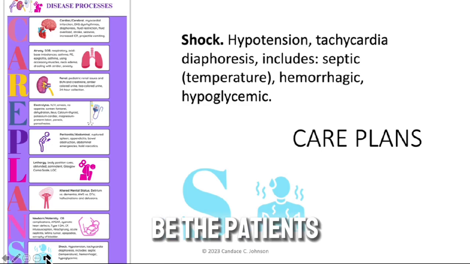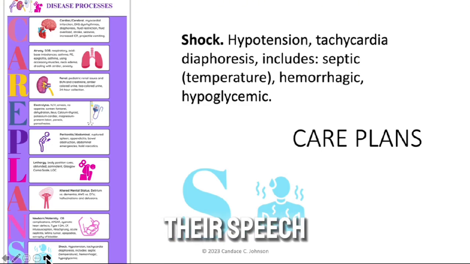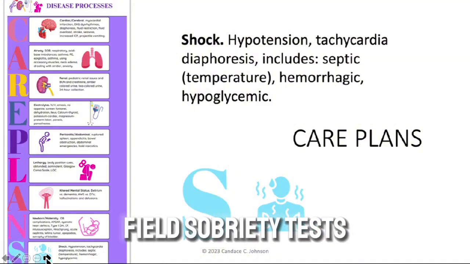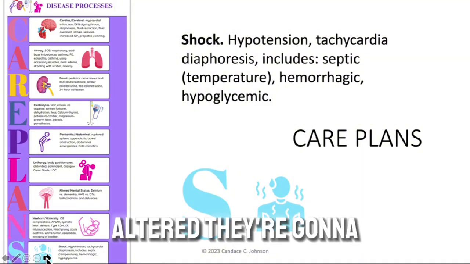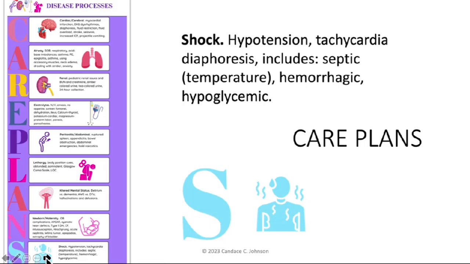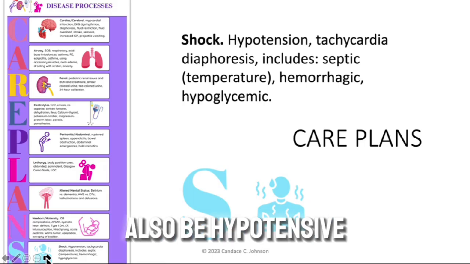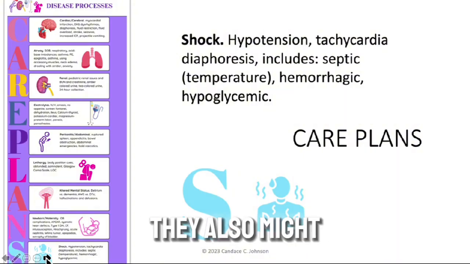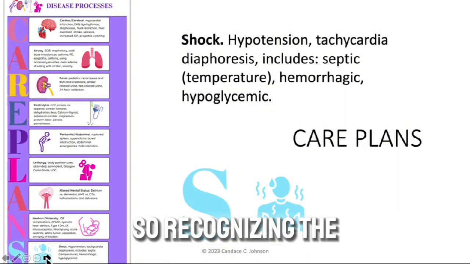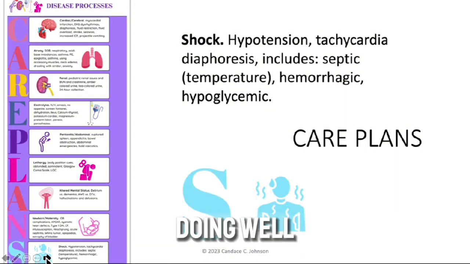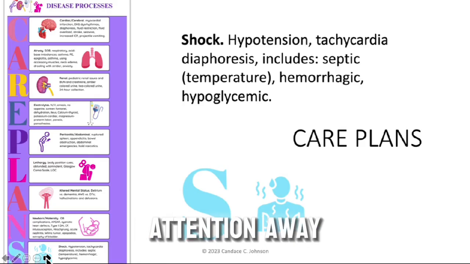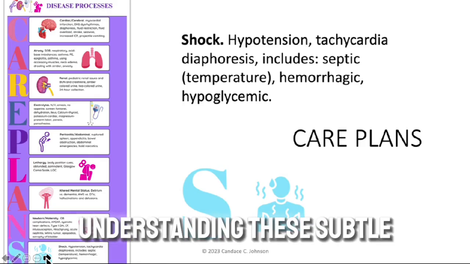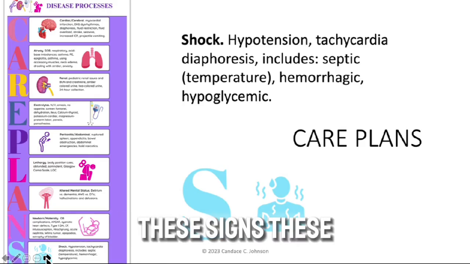Those are going to be the patients who stagger, slur their speech. They're going to be ataxic, which is staggering, right? Not able to pass those field sobriety tests. They're going to be altered. They're going to be a little confused, all right? And then they'll also be hypotensive. They'll also be tachycardic. They also might have diaphoresis. So recognizing the patient that's not doing well, the patient that really needs your attention right away, will involve you understanding these subtle changes, these signs, these symptoms.